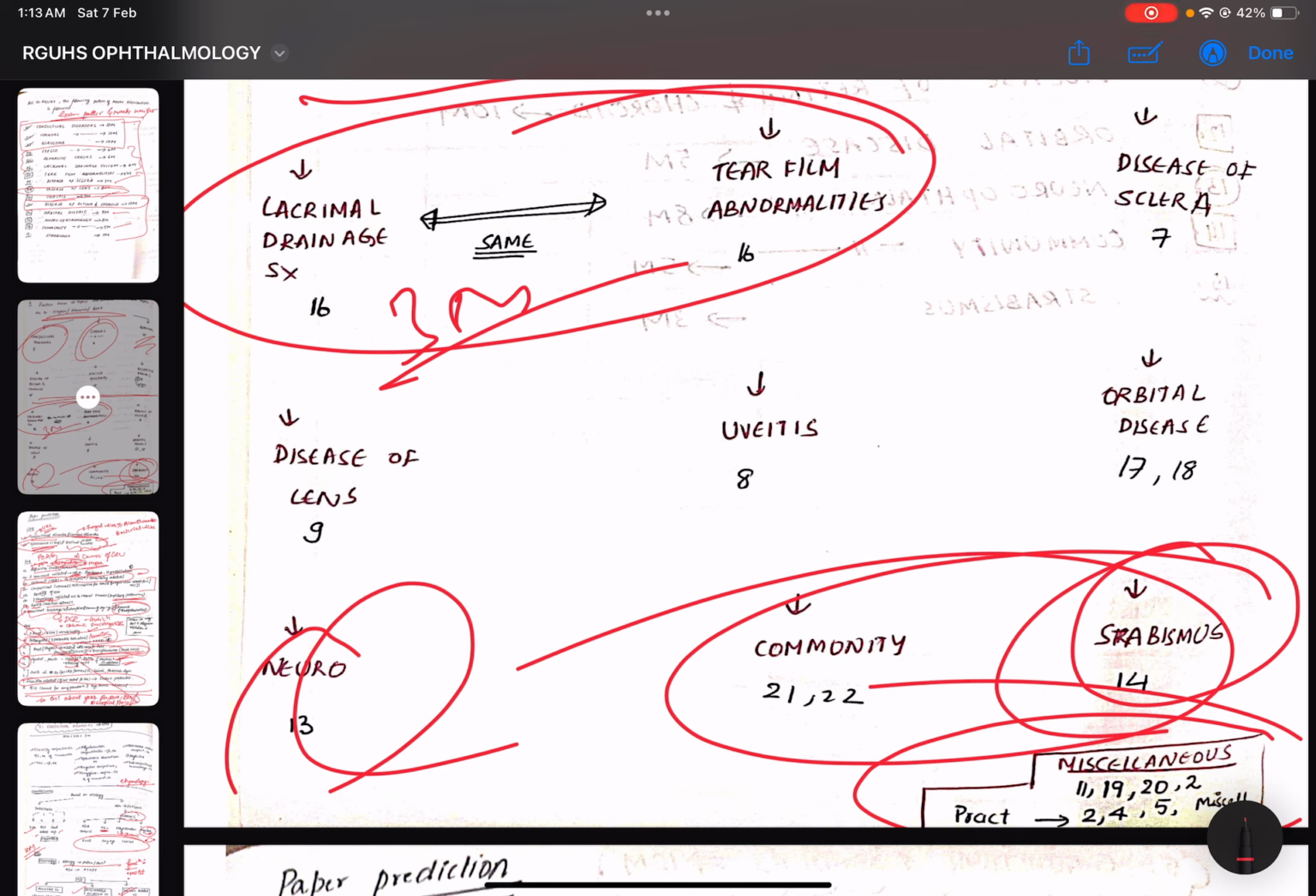Again, community ophthalmology, the most important topic. You should study it a day before the exam: objectives, principles, and also treatment goals. And strabismus, pray you get it. Because if they want to ask, it will be about paralytic and non-paralytic squint. That's the only important thing.